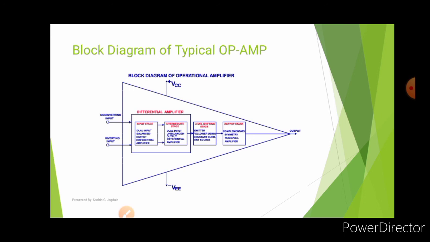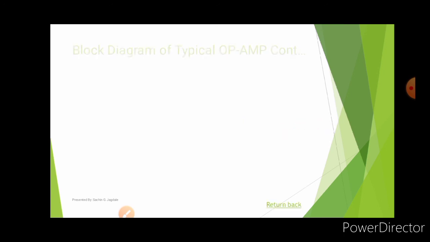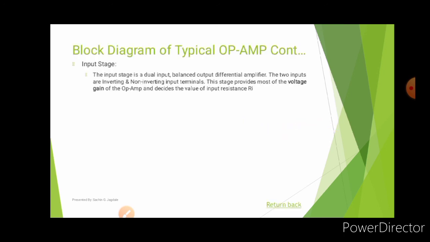Let us understand the working of the block diagram in detail. The first block is called the input stage. The input stage is a dual input balanced output differential amplifier. The two inputs are the inverting and non-inverting input terminals. This stage provides most of the voltage gain of the op amp and decides the value of the input resistance Ri.